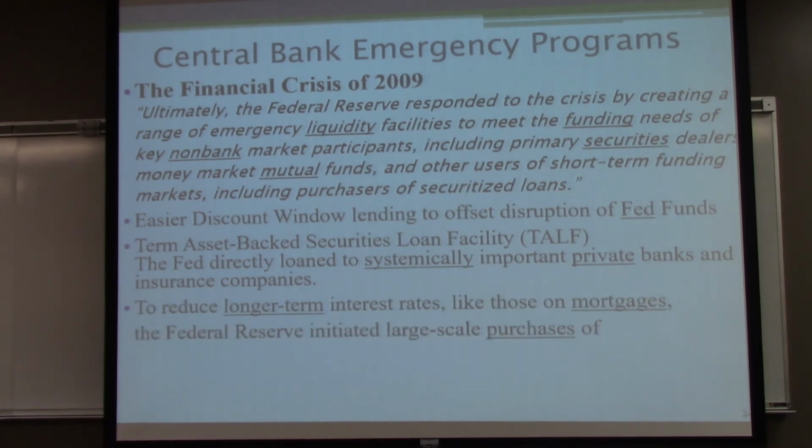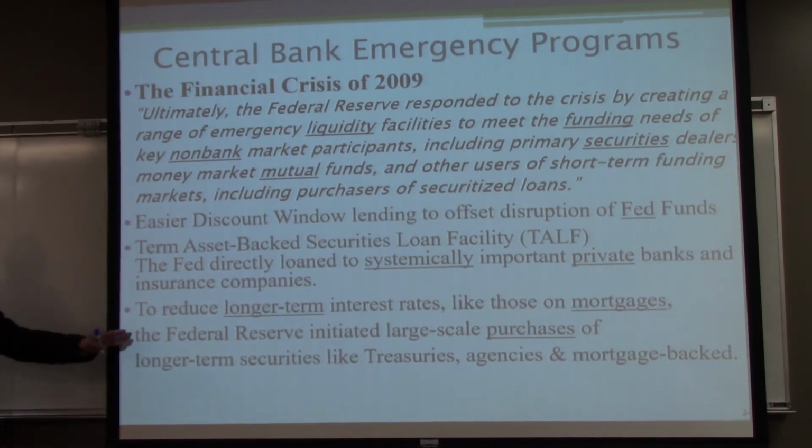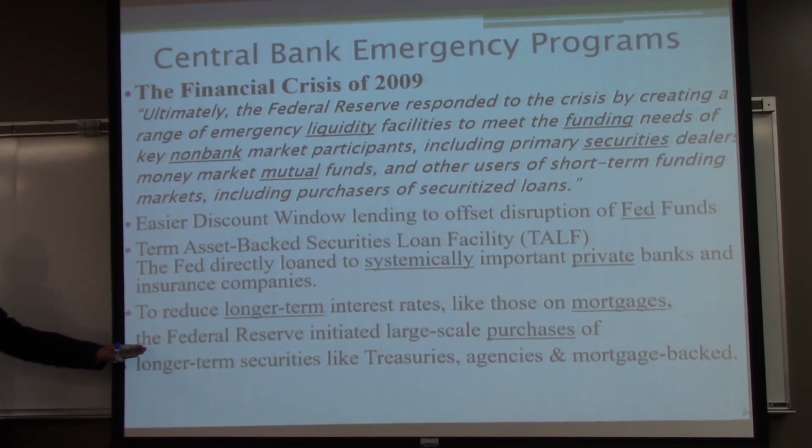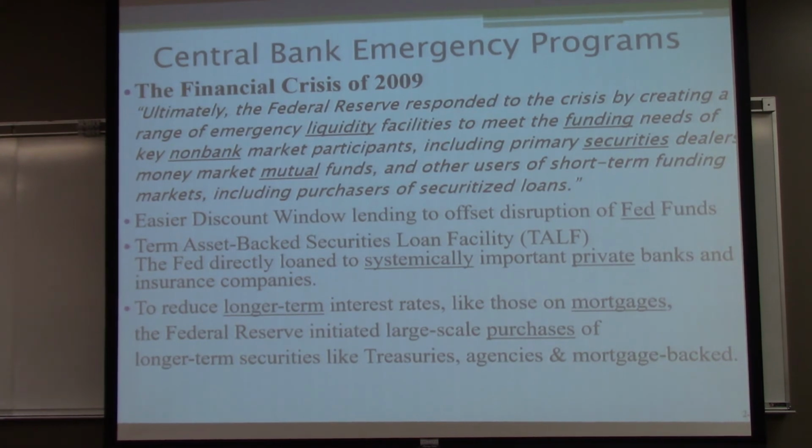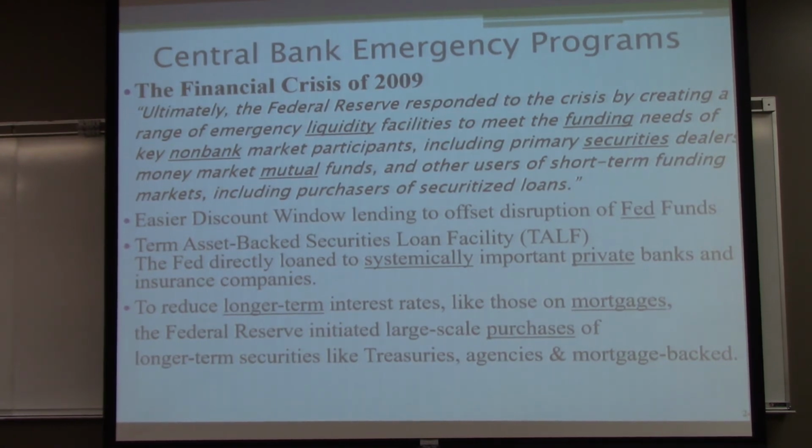To reduce longer-term interest rates, they initiated large-scale purchases of longer-term securities. They had not done this before, and they had to go to Congress and get the laws passed that enabled them to buy securities from the banks. The banks had invested in a bunch of really crappy securities. And the Federal Reserve stepped in as a buyer. The problem is, you got this supply and you had demand.